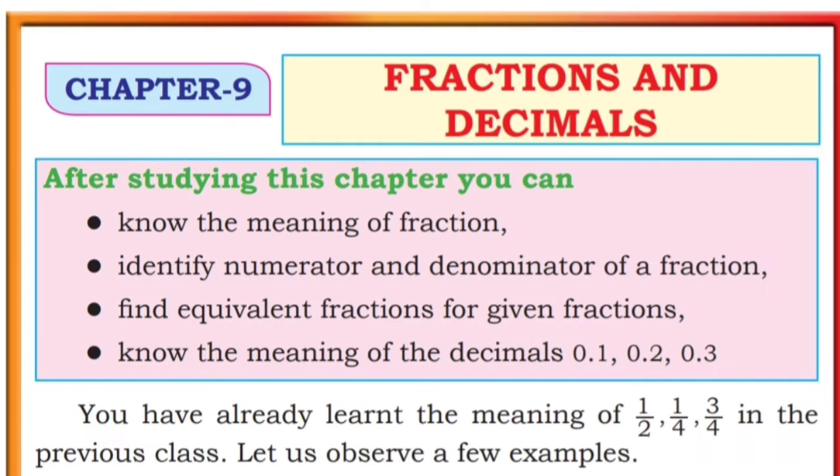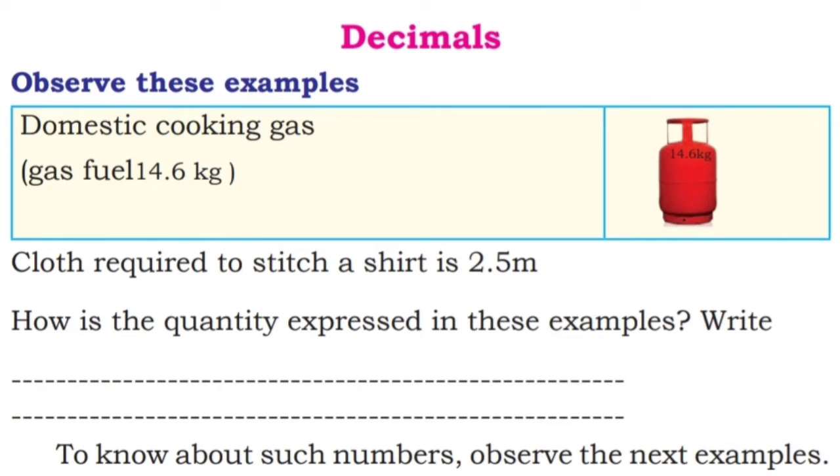Let's continue with the lesson fractions and decimals. Decimals. Observe these examples. Domestic cooking gas, gas fuel 14.6 kg. Cloth required to stitch a shirt is 2.5 meter. How is the quantity expressed in these examples? Right. How are the quantities expressed, 14.6 and 2.5. To know about such numbers, observe the next examples.